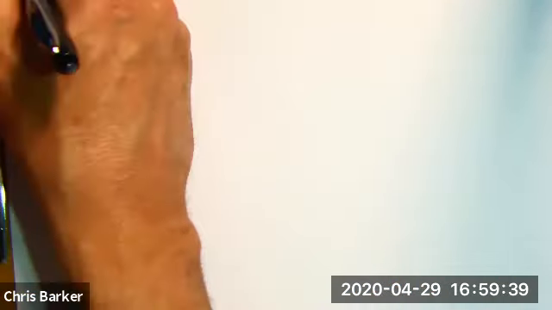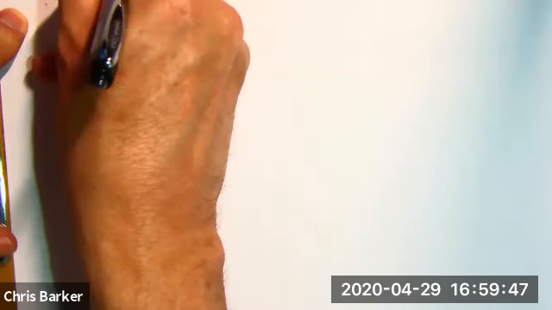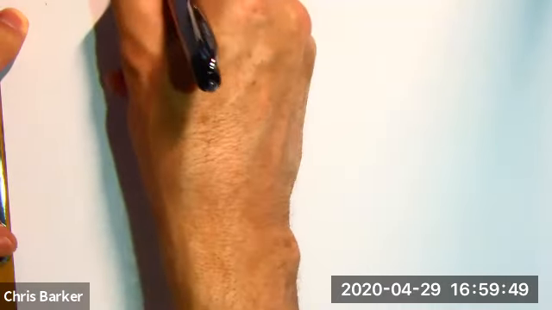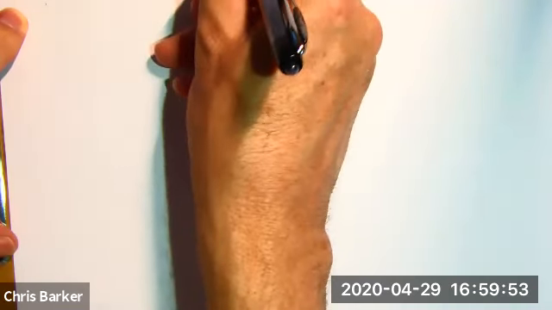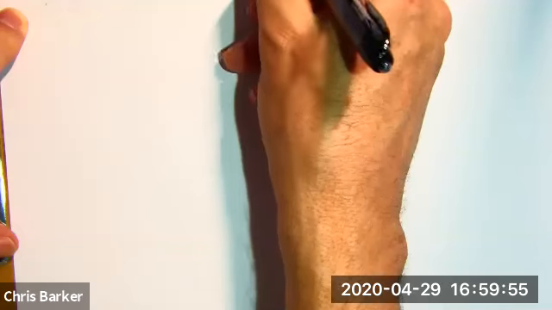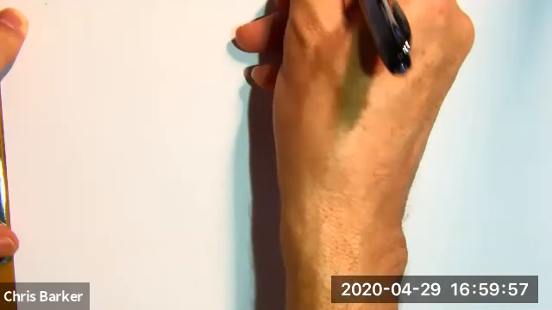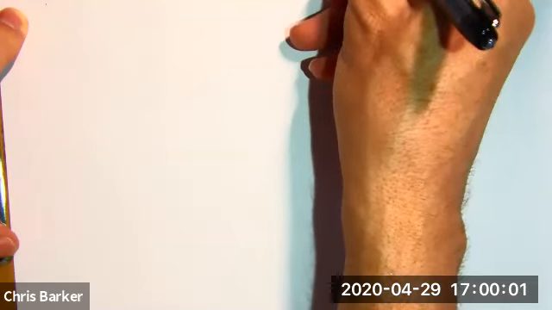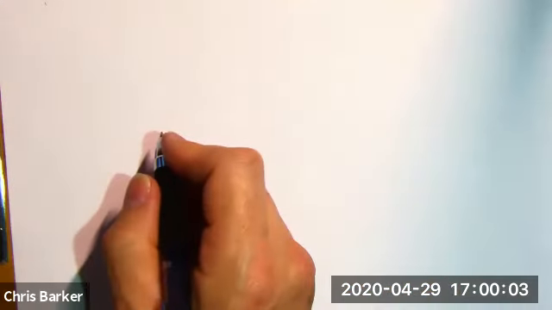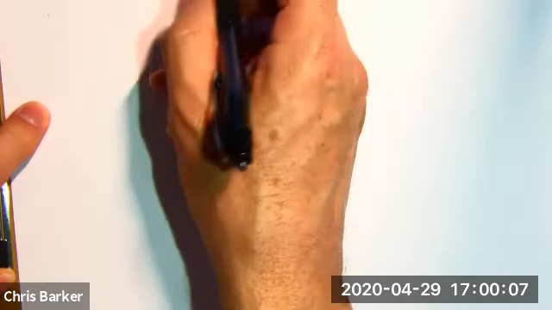Problem 2. I want you to find the Taylor series of f of x equals the sine of 3x centered at a equals pi over 18. All right, so in order to get this Taylor series, we're going to have to start cranking that.